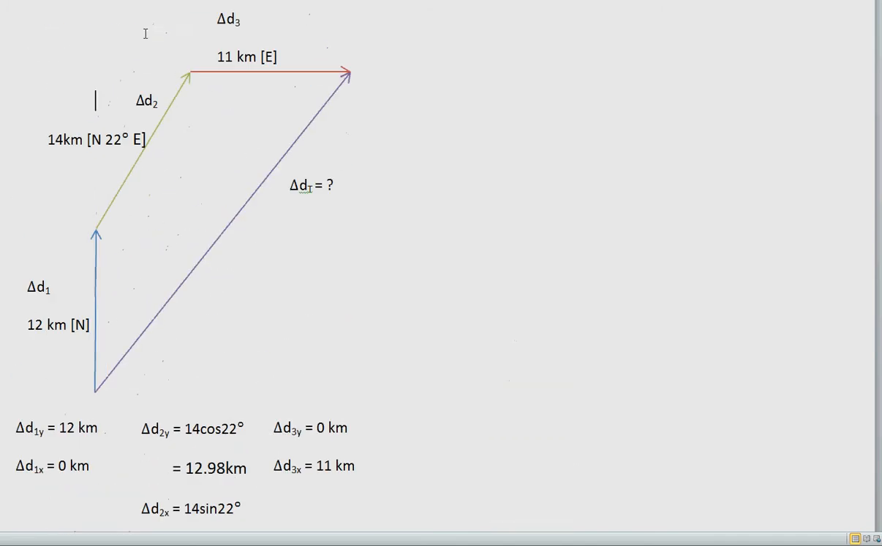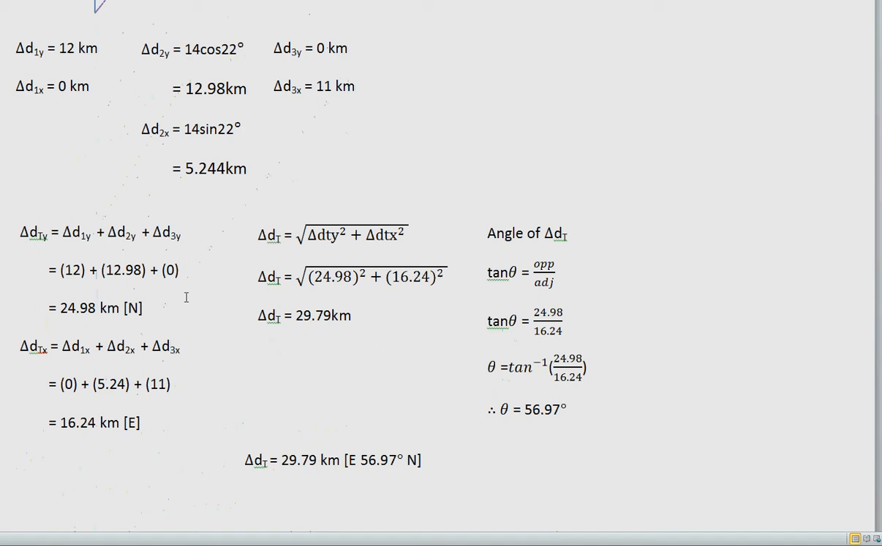So to solve for our total displacement, we would have to find our x and y components of our total displacement. And to find that, we would have to add all the displacement vectors up. So it would be 12 plus 12.98, which would be 24.98 kilometers north, this way, in the up direction. And our x component would be 0 plus 5.24 plus 11, which would be 16.24 kilometers east.